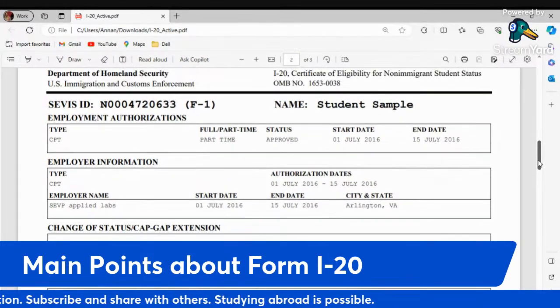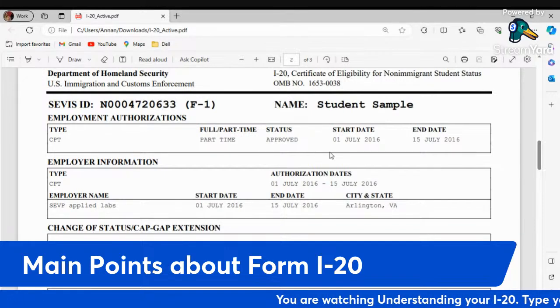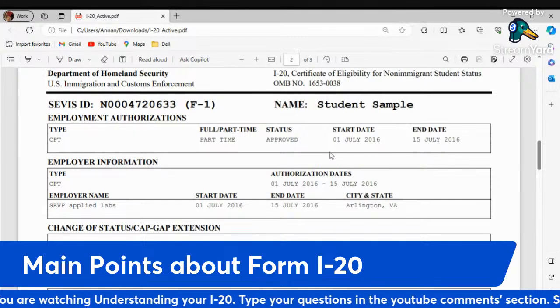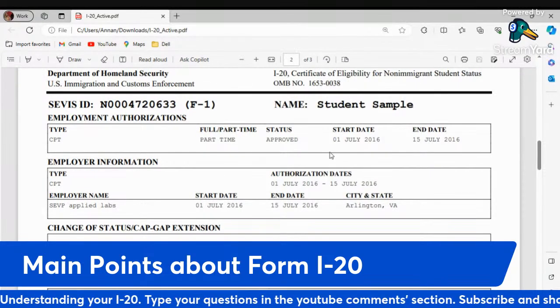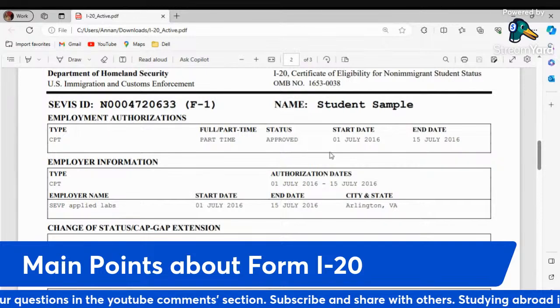This section is actually employment authorization. If the student has been given employment on campus, you have to provide all that information. Those details will be stated if maybe the college has given you some funding and they want you to do a certain job. They'll provide all your duties and the dates and everything here for you.